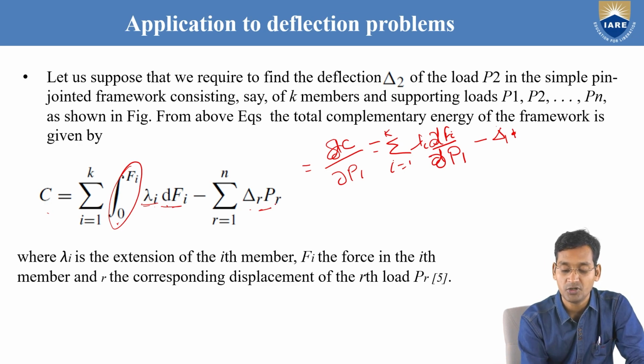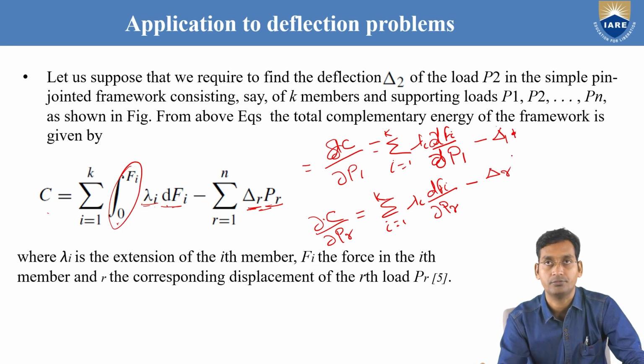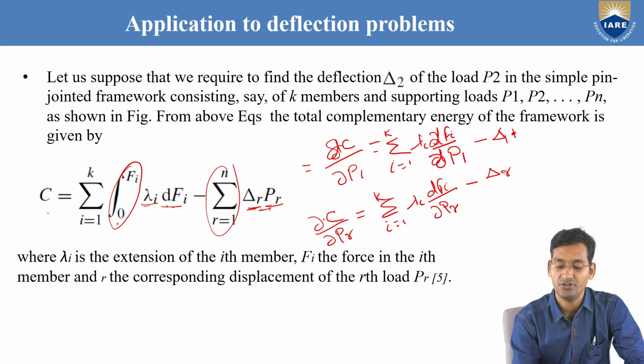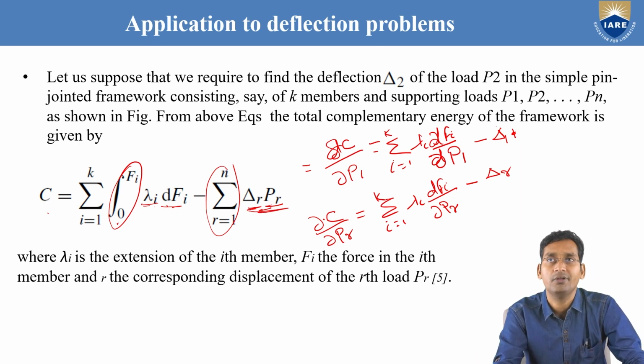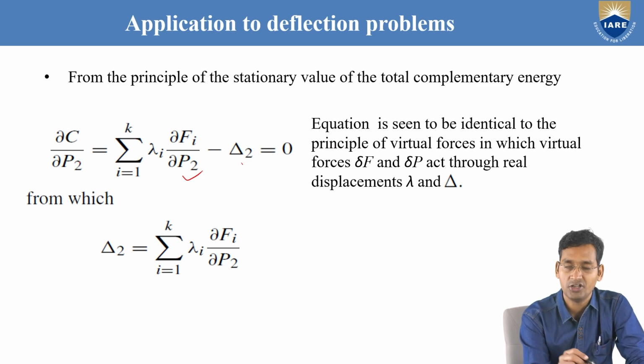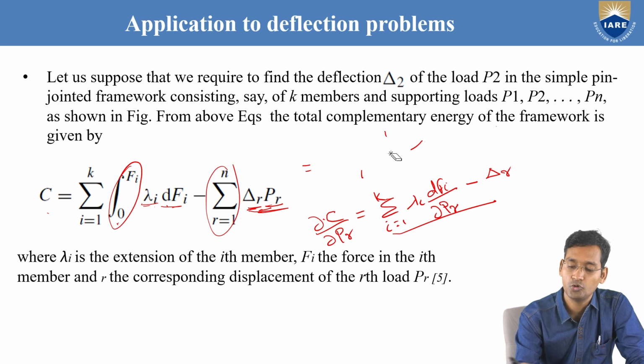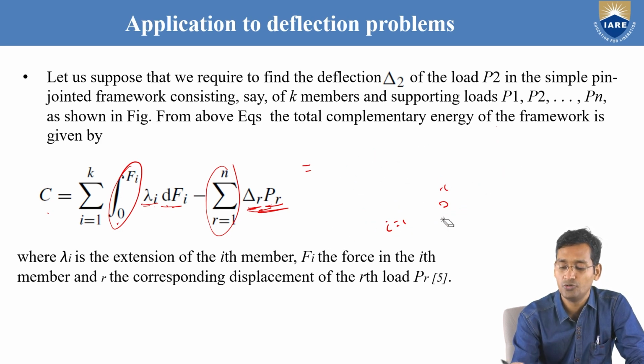If we differentiate with respect to PR, then ∂C/∂PR will be equal to the sum from i equals 1 to K of λi ∂Fi/∂PR minus, again the differentiation removes the integration. After differentiating this term, PR will get cancelled and we will get ΔR. So differentiated with respect to 1, we got the equation for 1, Δ1. If you differentiate with respect to 2, then wherever the 1 is there, you just change it to 2.